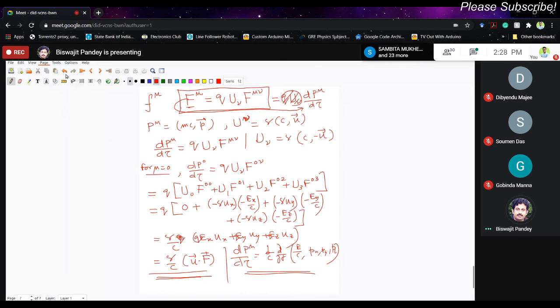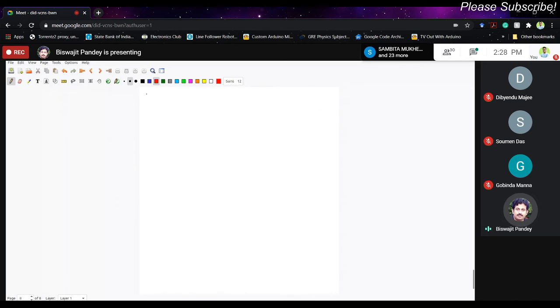New page. Now we want to calculate this. Let me write down the equation once again. The four force f mu is dp mu d tau, which is equal to q u nu f mu nu. This is our equation. So now for mu equal to 1, we want to calculate dp1 d tau. So what is dp1 d tau? This will be q u nu f, mu has become 1, so 1 nu.